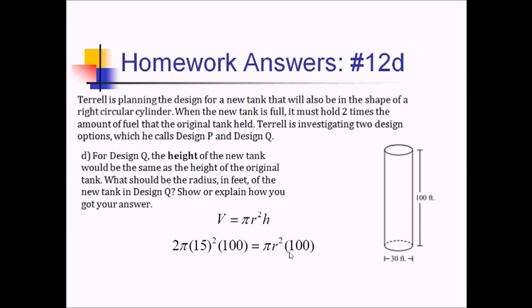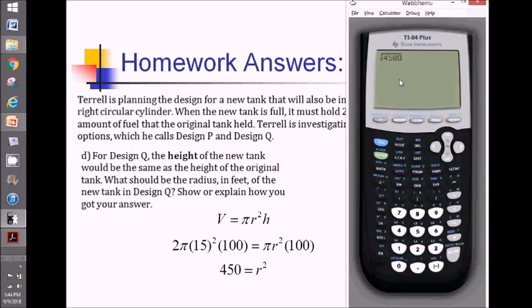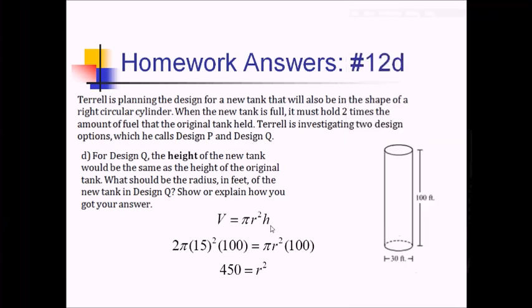First, we have to solve for r squared. We can cancel out the pi's again on both sides. We can also cancel out the hundreds. So we know that r squared then is going to be whatever's left over on this side. 2 times 15 squared. 15 squared is 225. Twice that is 450. So now we need to do r squared equaling 450, so square root both sides. And if we do take the square root of 450, we end up with about 21.21, and that's going to be in feet.